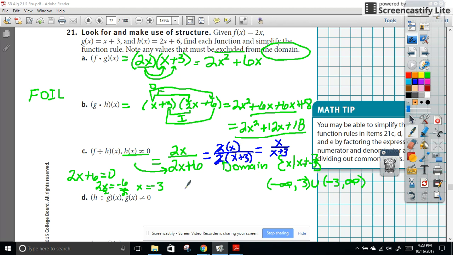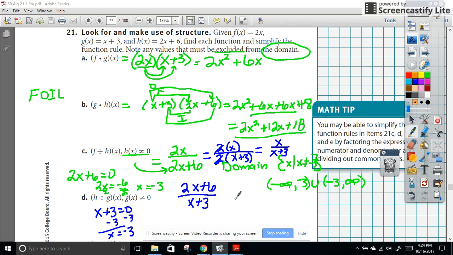Okay, last one, h divided by g. We have a fraction bar. The h goes on top, 2x plus 6. G goes on bottom, x plus 3. They already told us that the g function is not going to be 0, but what's going to make it be 0? Well, write that down. What's going to make the bottom be 0? And then solve it. -3, -3. If x is -3, then you get 0 on the bottom.